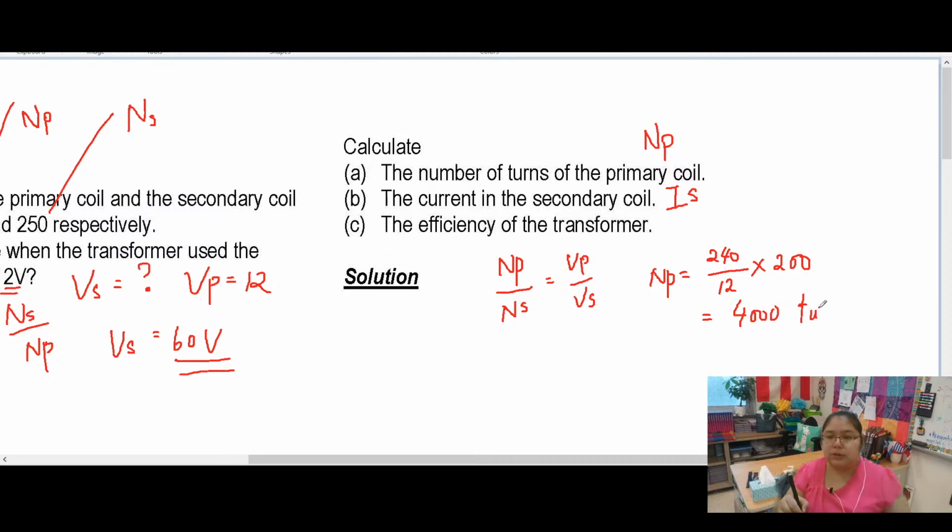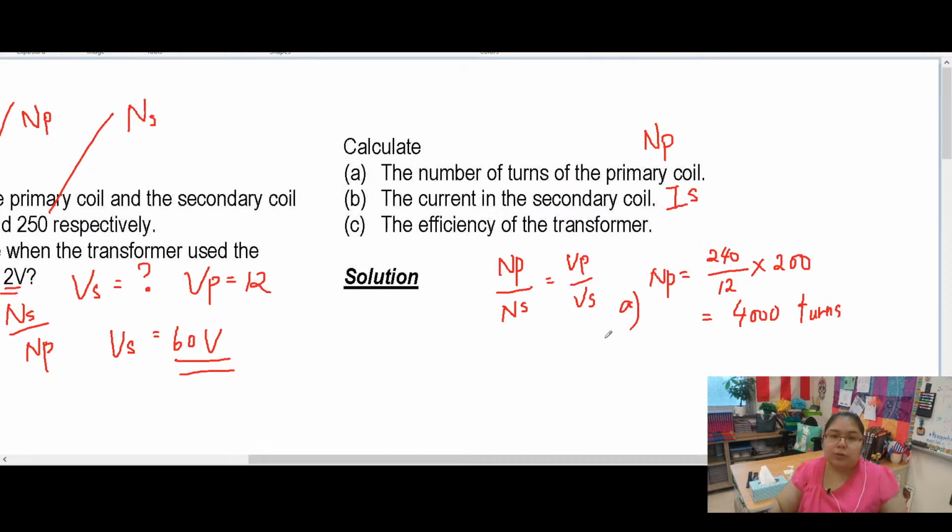turns. Okay, we check whether this one is a step up or step down. 4,000 turns. Input is how many? 200 only. So this one is a step up. You can check the number of turns, you can also check the voltage, then you know whether this one is step up or step down. So this one is the answer for A.